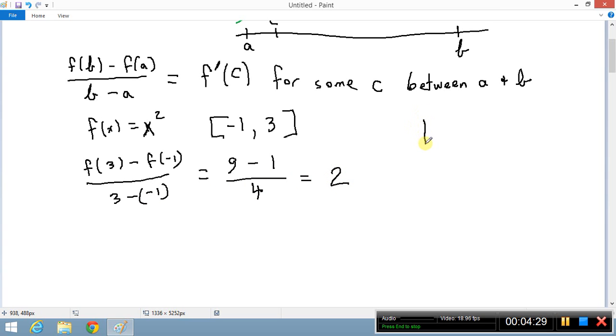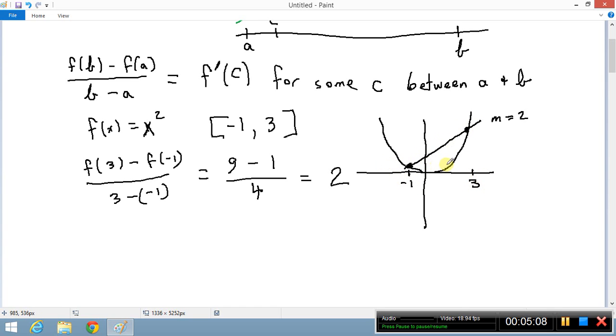So on the picture, we should be able to draw the graph of this pretty easily. Y equals x squared, of course. We all know what that looks like. And if we go from -1 to 3, then we're connecting this dot and this dot. So we have a straight line connecting those. And what we just saw is that the slope of that line is 2. The mean value theorem says somewhere between negative 1 and 3, there's got to be a point that has the derivative exactly equal to that. And how are we going to find that?